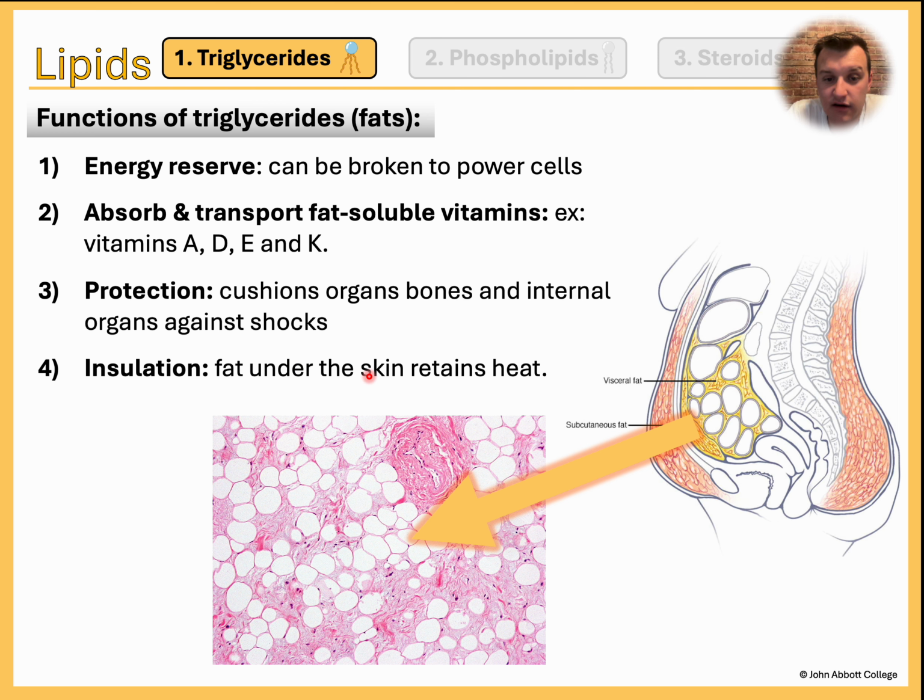Insulation, right? Fat under the skin retains heat. So this subcutaneous fat is very good for thermal regulation. We see in the fall, the little squirrels start getting a bit chunkier, right? Because they start eating up to hibernate. That's because they'll be insulated from the cold thanks to their fat. It actually protects you and thermally gives you a layer. In your walls, you have insulation to prevent the cold from coming in, and it's the same thing in our body. Those are the benefits of fats.